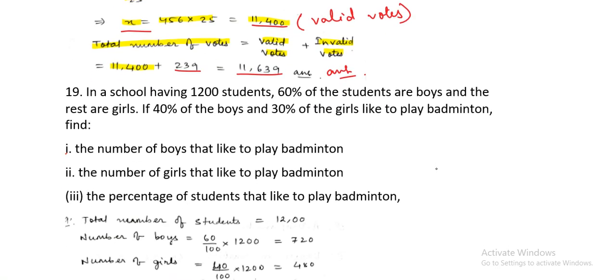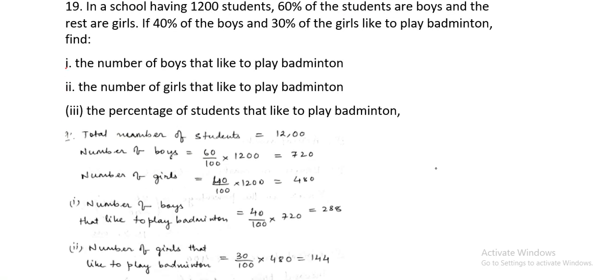Now let us see question number 19. So what is there in question number 19? It is saying that in a school having 1200 students, how many students are there? In a school 1200 students are there. 60% of the students are boys. Now if 40% of the boys and 30% of the girls like to play badminton.